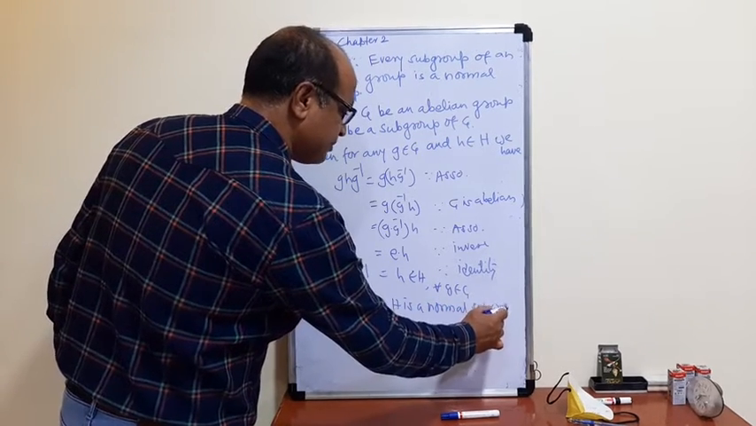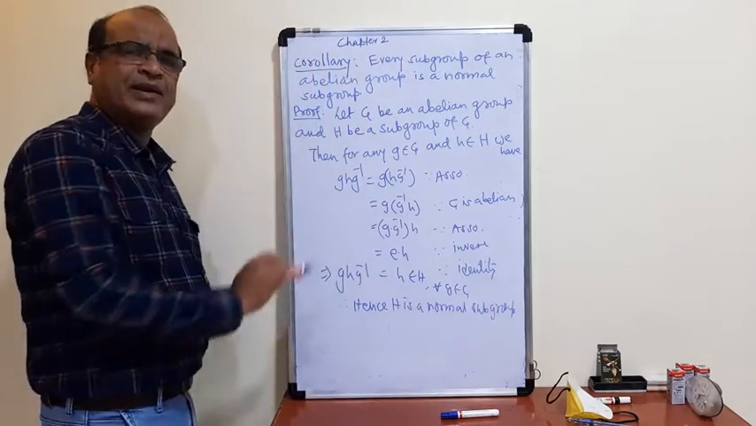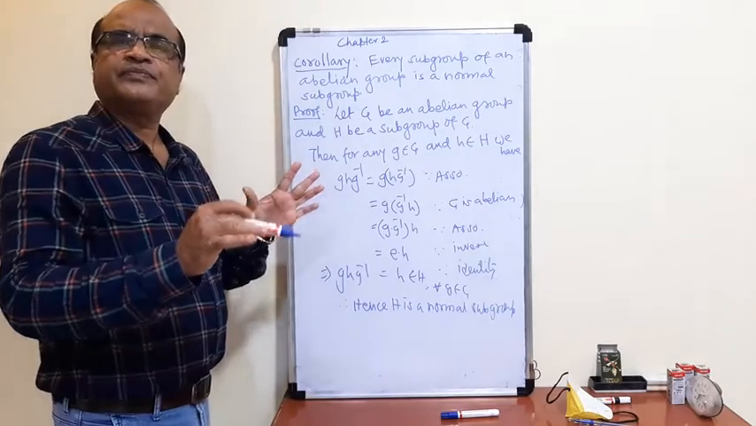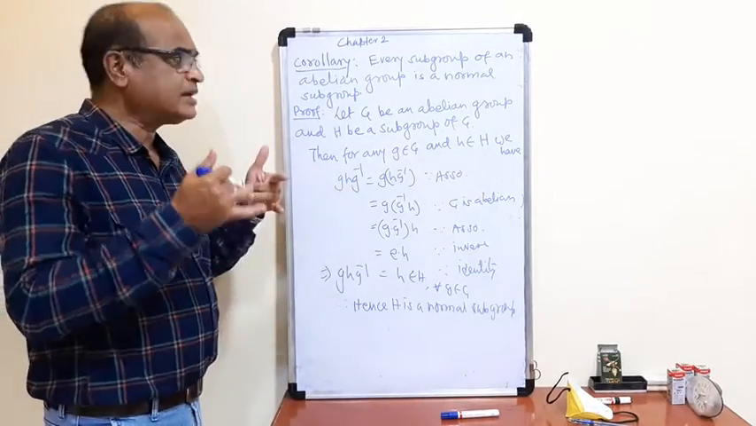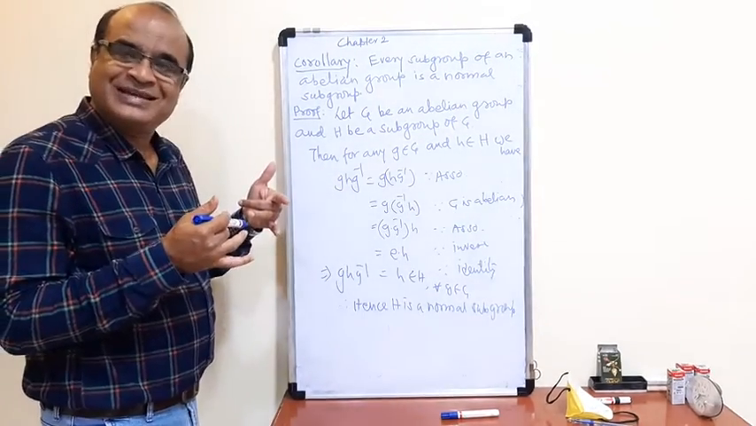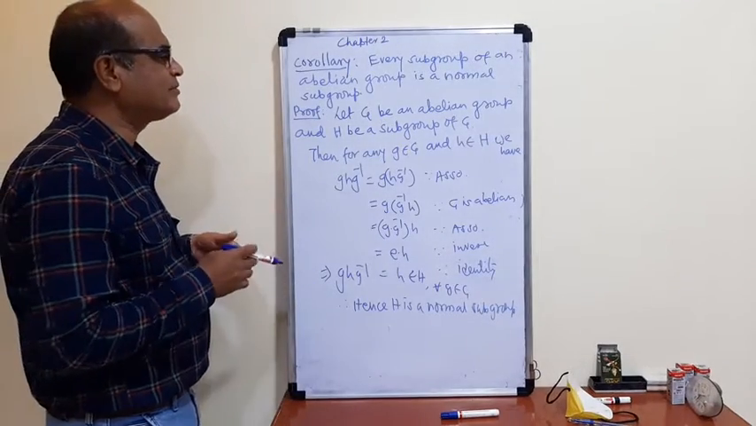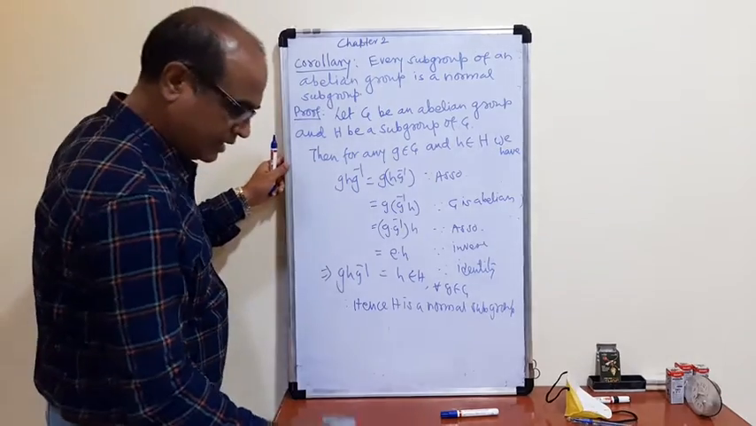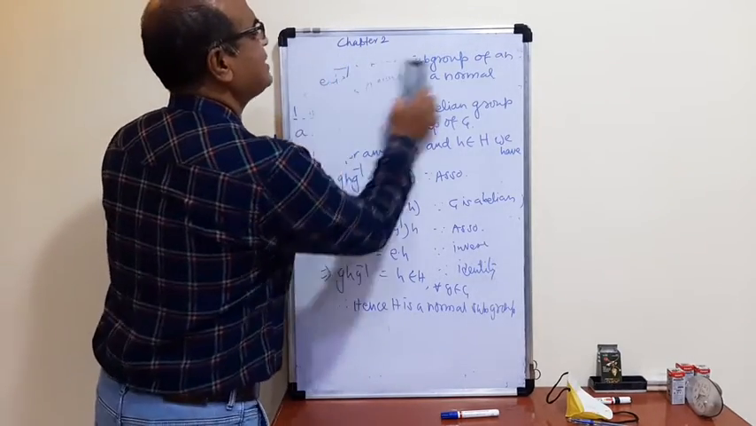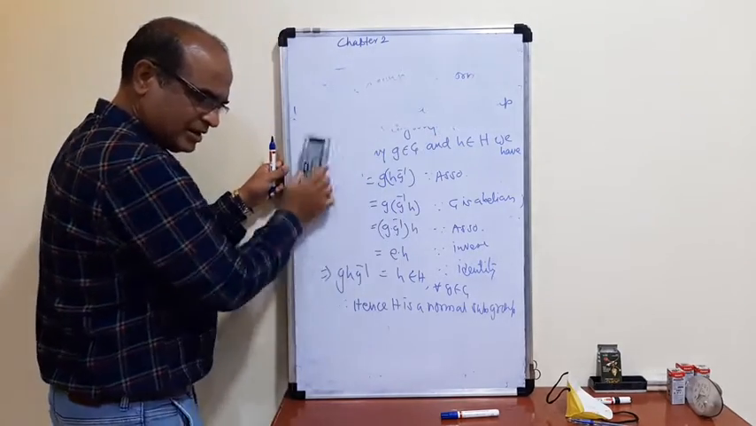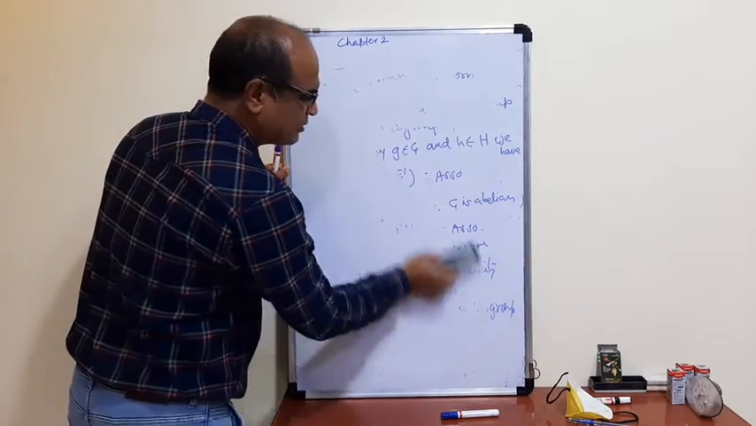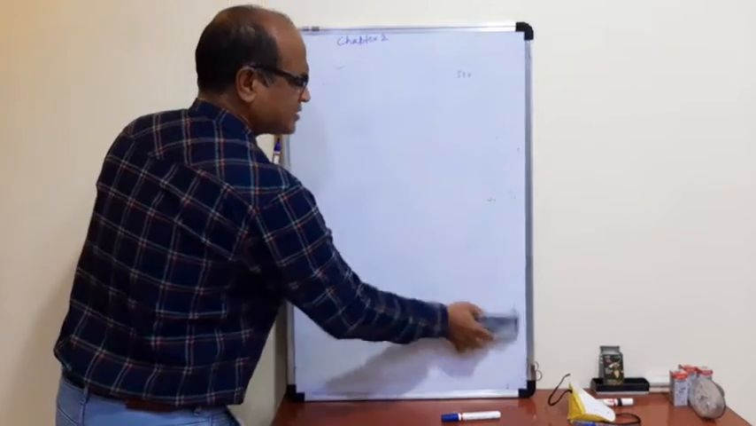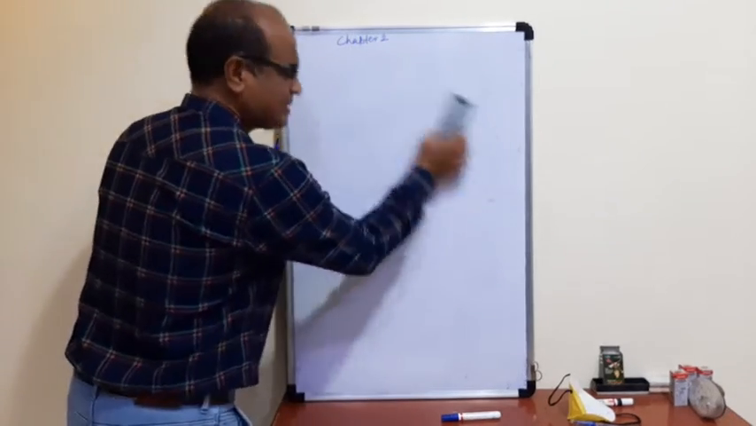Very simple. If G is an abelian group and H is a subgroup of G, then H is a normal subgroup. The proof is very simple. Now we take some results related to normal subgroups. There are many results, but we take a simple one.